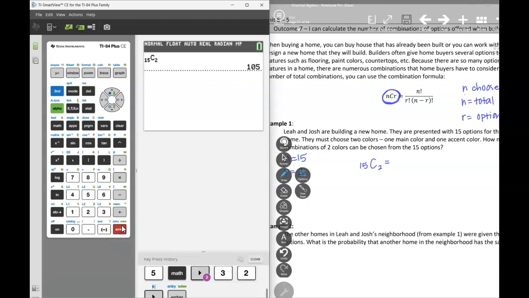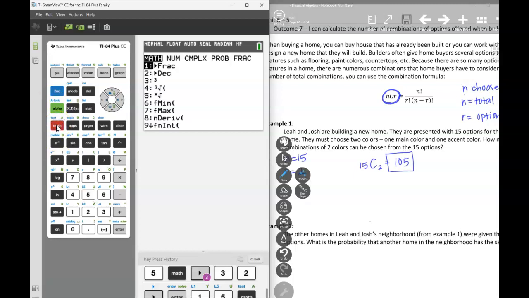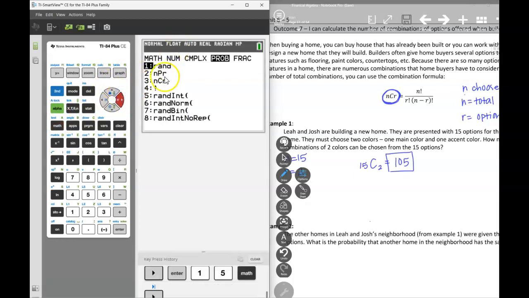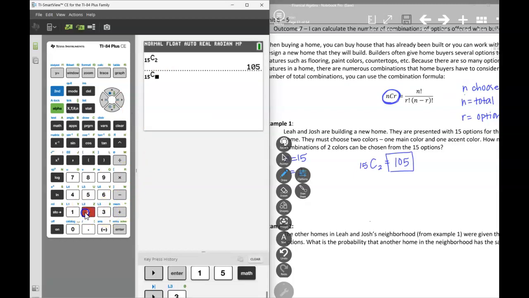How many options are there? 105 different combinations of putting those 15 paint colors together on 2 separate walls. That's a lot. So 105. Do you need me to show you one more time? Okay, so you'll go 15, and then you'll hit math, right to probability, hit your nCr, which is 3, and then 2, and click enter. There's your 105.